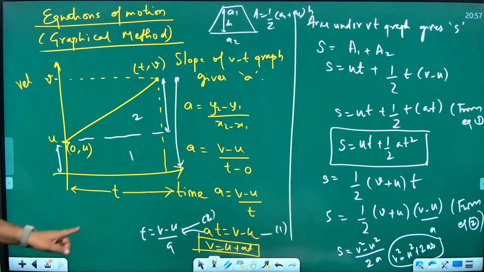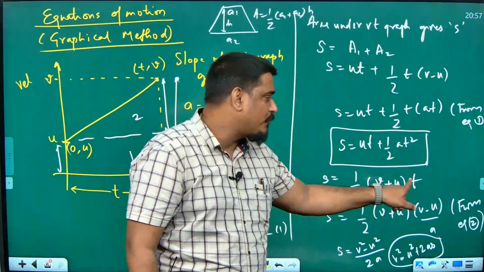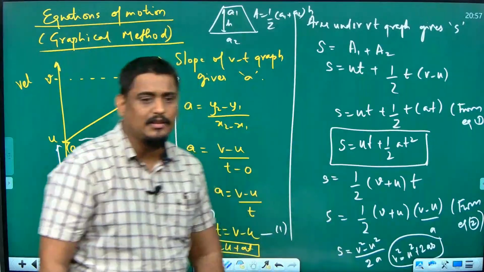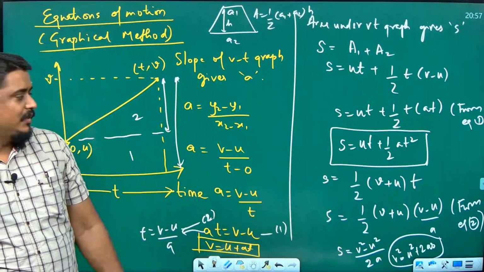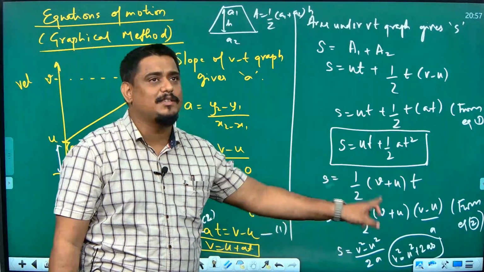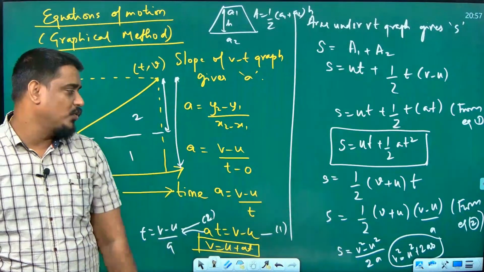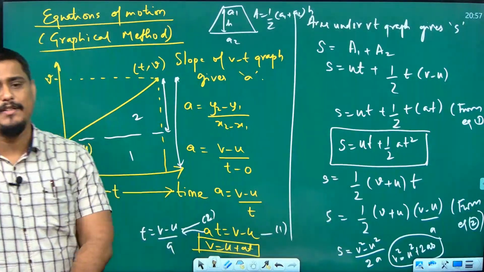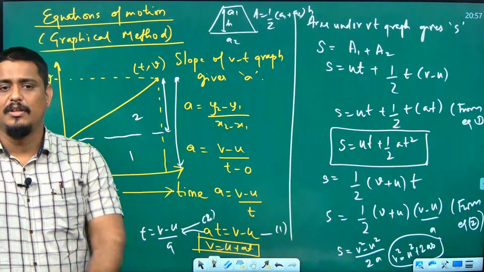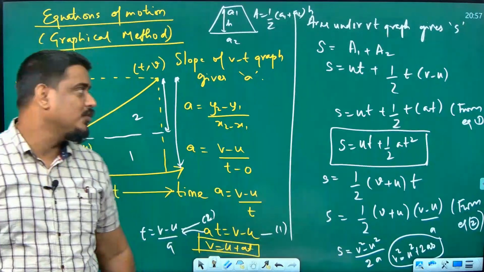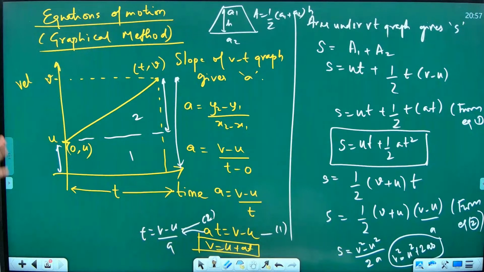Right? So that value of T I am putting here. Instead of T I am writing V minus U by A. So V plus U into V minus U gives you V square minus U square. So S is equal to V square minus U square by 2A. So you will get V square is equal to U square plus 2AS. Simple derivation, very simple derivation. Just by knowing the graph, you can derive all the three equations of motion. If you have understood this, take 2 minutes and copy it fast.